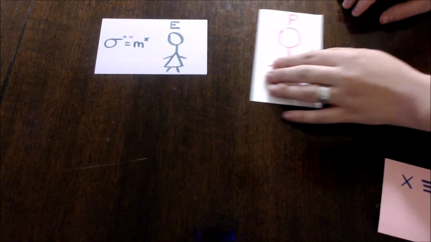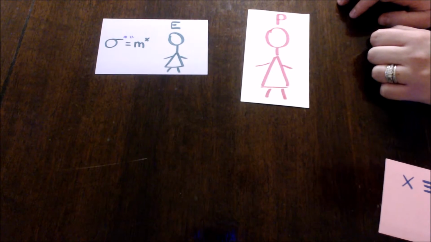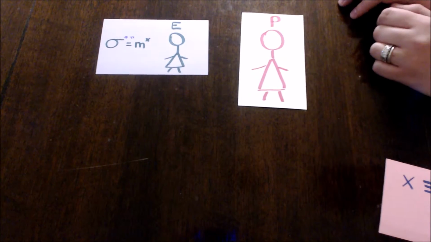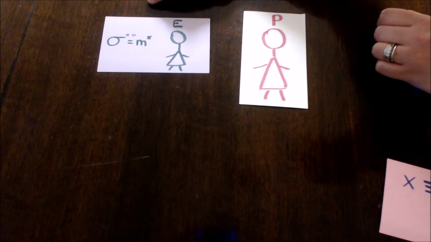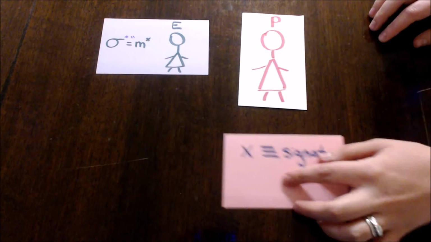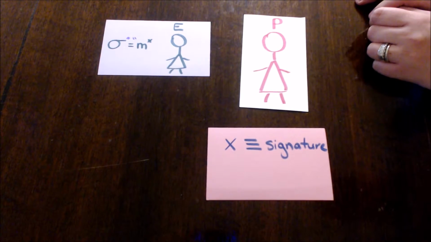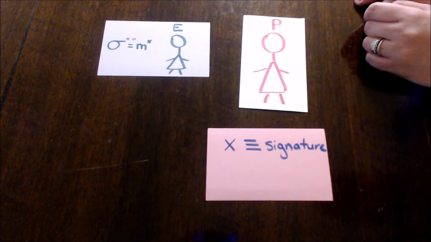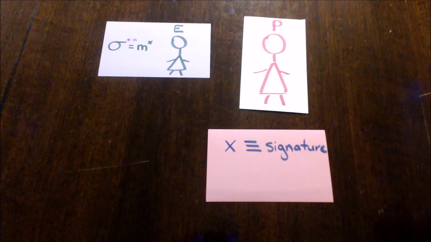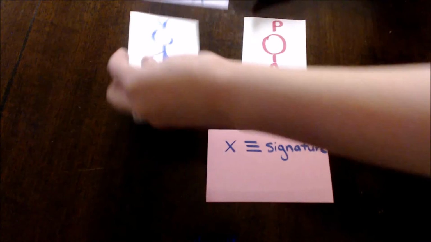Eve comes in and claims that you've signed some message m. If that's true, then the sigma that she presents equals m to the power of x, which is your signature. If she's just making this up, if you didn't actually sign this, then those two would not be equal. In order to prove whether or not you did sign that message, we need a third party, Victor.